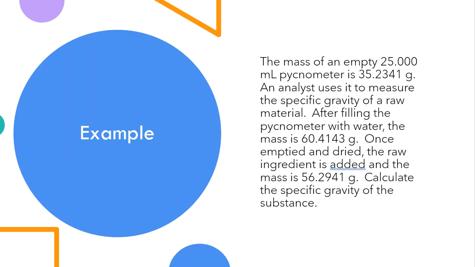So here was the example problem, and it says the mass of an empty 25 milliliter pycnometer is 35.2341. An analyst uses it to measure the specific gravity of a raw material. Ooh, sounds so fancy. After filling the pycnometer with water, the mass is 60.4143. Once emptied and dried, the raw ingredient is added, and that mass was 56.2941. Calculate the specific gravity of the substance.